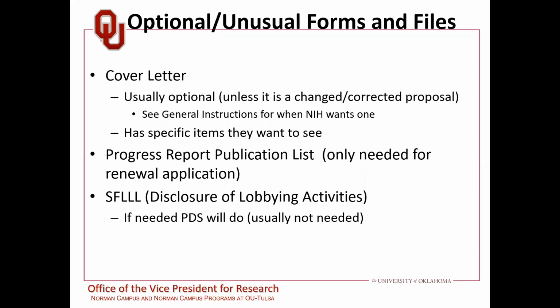The progress report publication list is only needed if it's a renewal application, because if you're doing a renewal application, they want to know how successful were you in generating data and publications and stuff from the last package of money that they gave you.